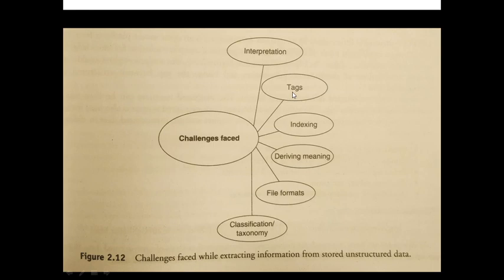Second is tags. In relational databases, in your structured data, you can easily use tags that this data is for sales, this data is for inventory management, this data is for consumer behavior, this data is for selling patterns. But how are you going to do that with respect to unstructured data? What tags are you going to give? How are you going to decide which tag must be given? So it becomes difficult to classify and categorize unstructured data.